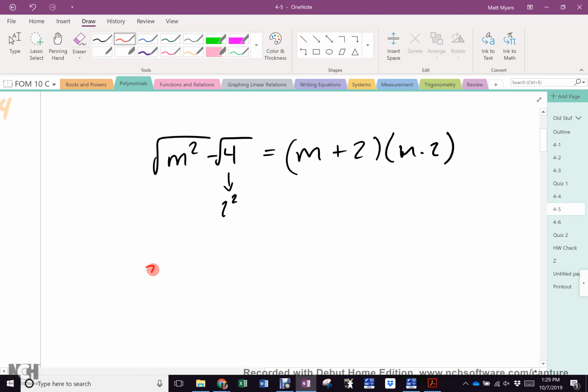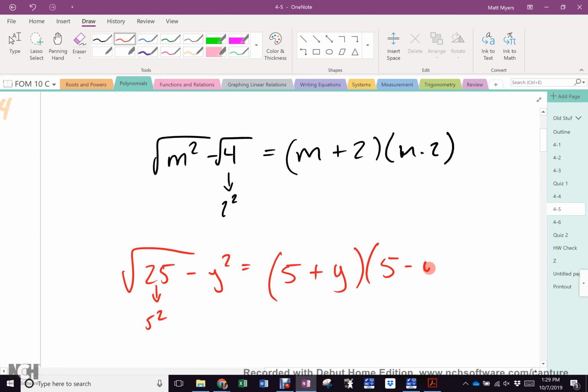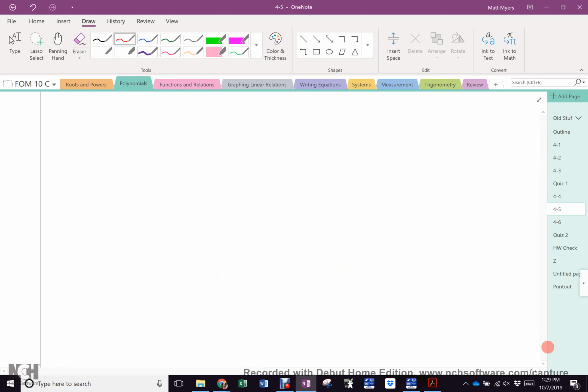What if I had 25 minus y squared? Would that work? Yeah. Why? Because 25 is what really? 5 squared. And that's already squared because it says it's squared. So this would be the square root of the first one, which is 5 plus y, and then 5 minus y. Does everybody see? Yeah.